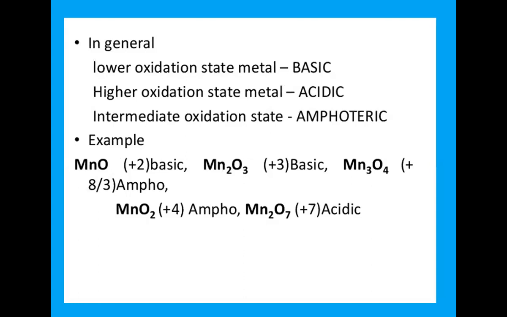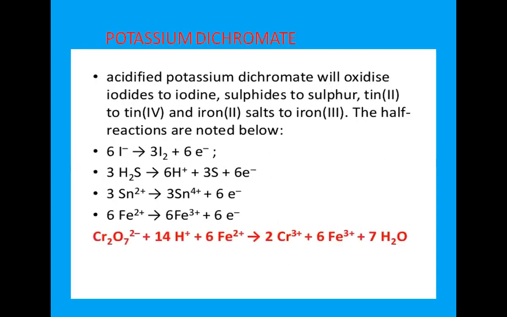Intermediate oxidation state, amphoteric. For example, if manganese forms oxide in the +2 oxidation state, that oxide is basic. If it is in +3, that is basic. If it is in +7, that is acidic. Intermediates are amphoteric in nature. Lower oxidation states are basic in nature. Highest oxidation states are acidic in nature.